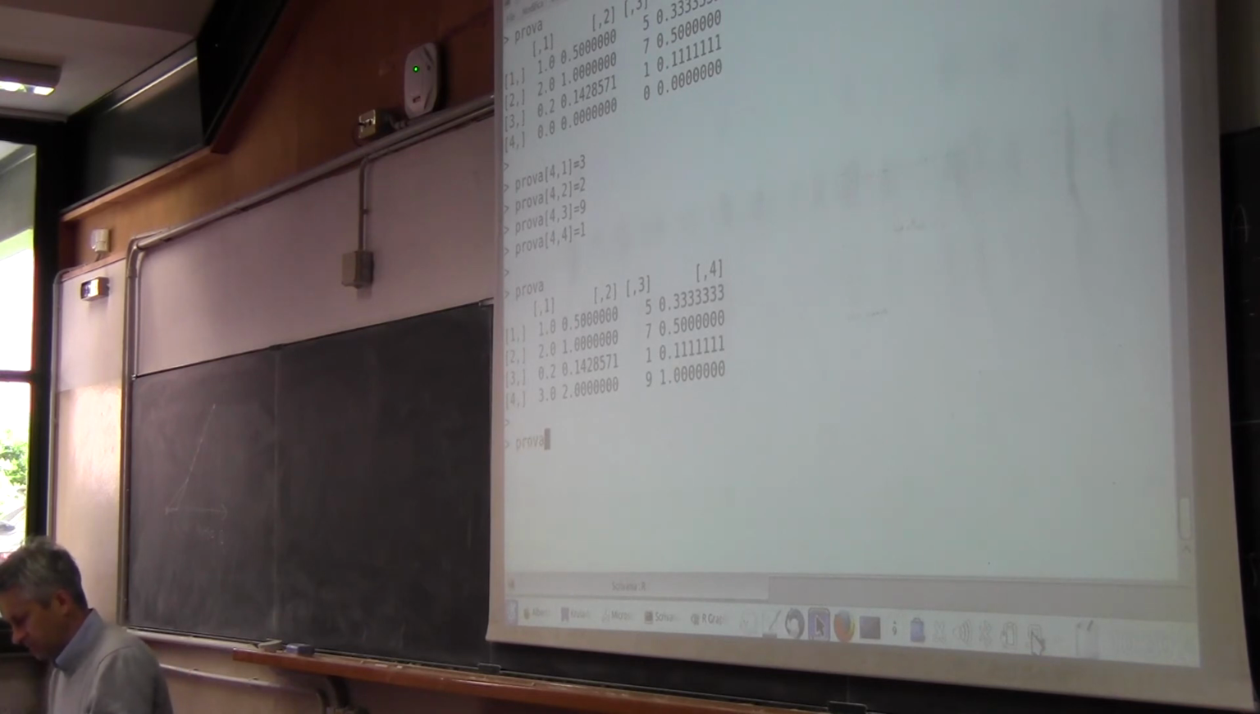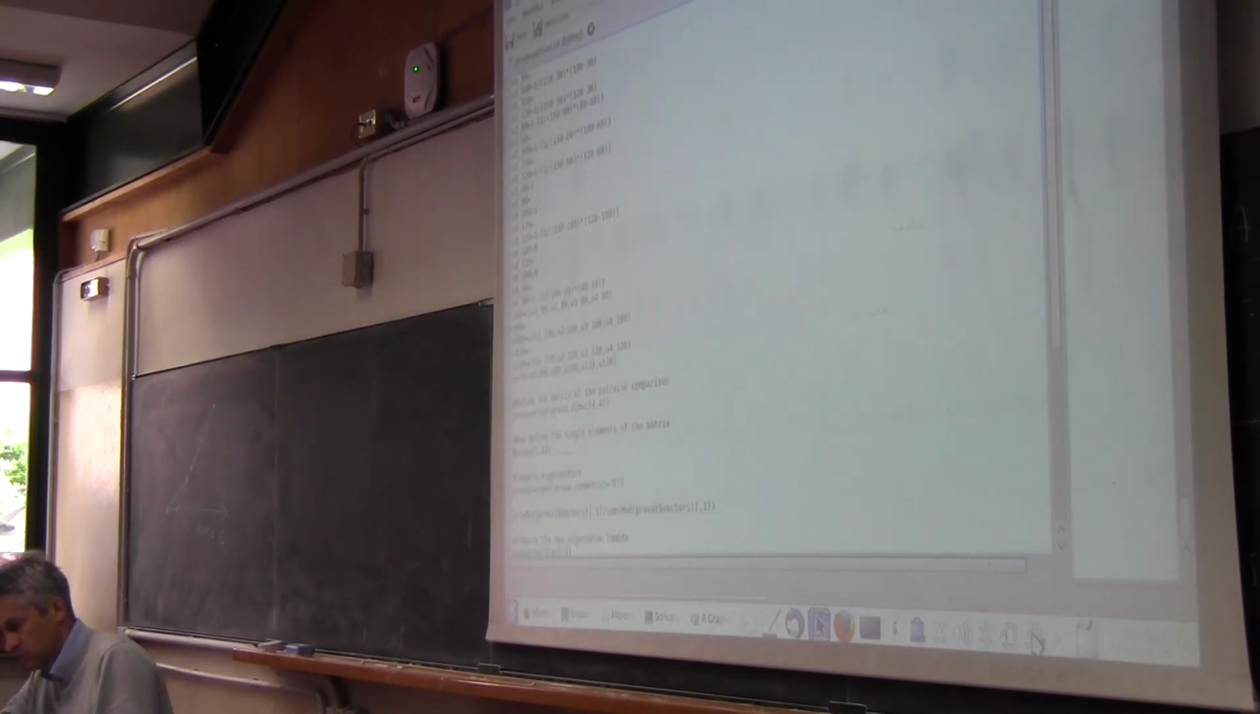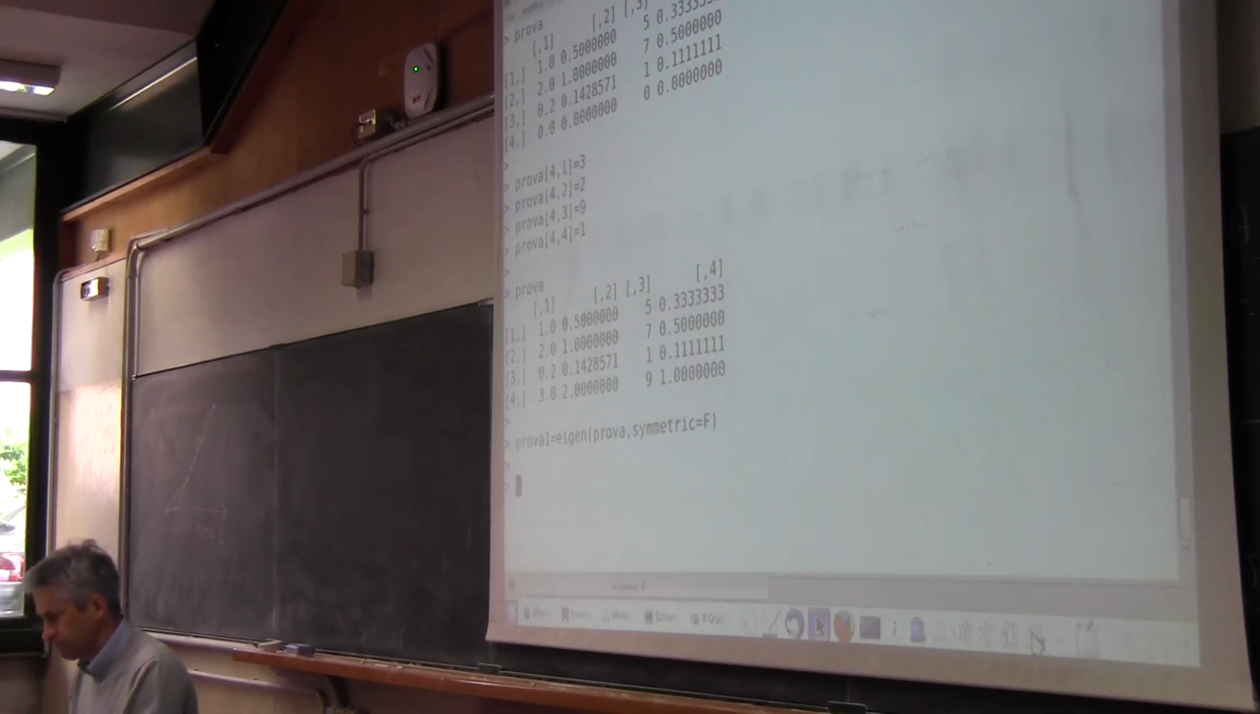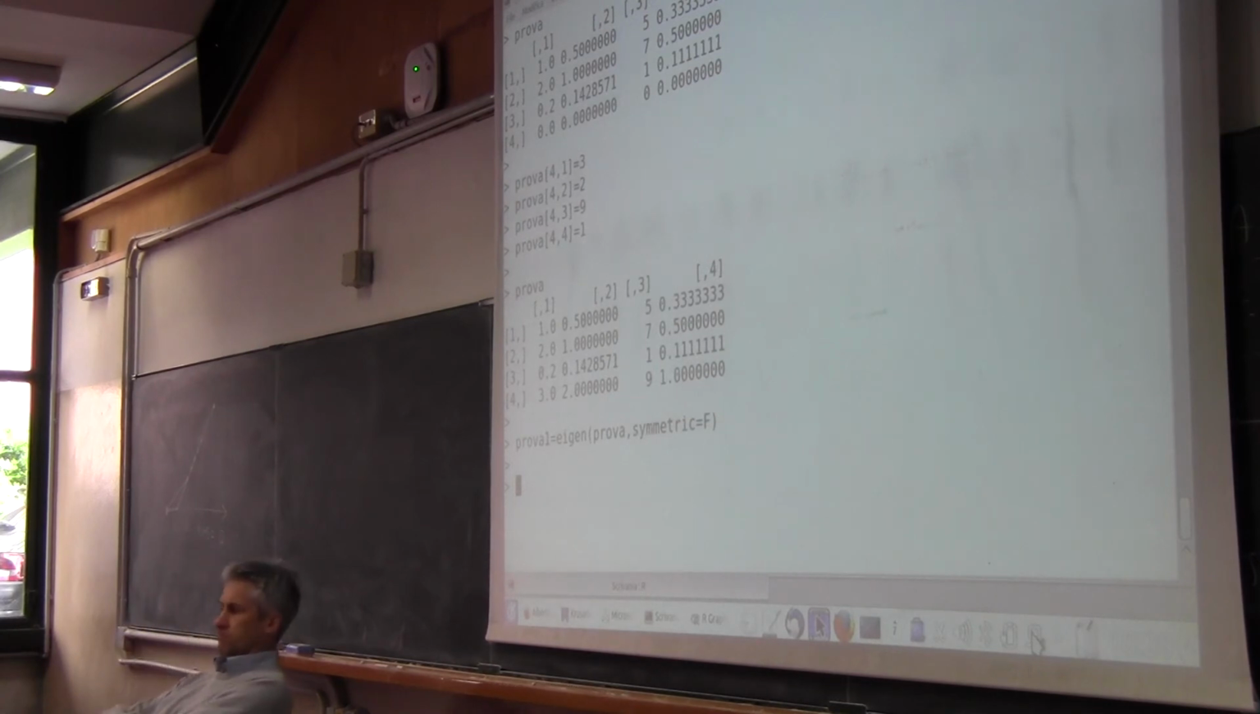Now let me compute. If I remember, this is the instruction. Let me check on the file that I give to you to see if I have the same symbols. Now we have to check the consistency, because I doubt that it's consistent. Maybe it's acceptable, but let's check.